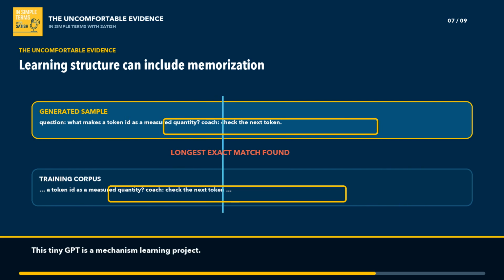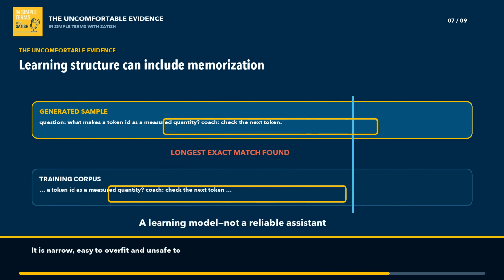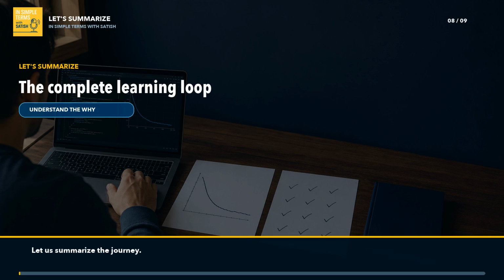This Tiny GPT is a mechanism learning project. It is narrow, easy to overfit, and unsafe to describe as a reliable assistant. Seeing that boundary is part of understanding how models perform. We have reached the end of the build, so let us reconnect every step to the promise from the introduction. Let us summarize the journey.